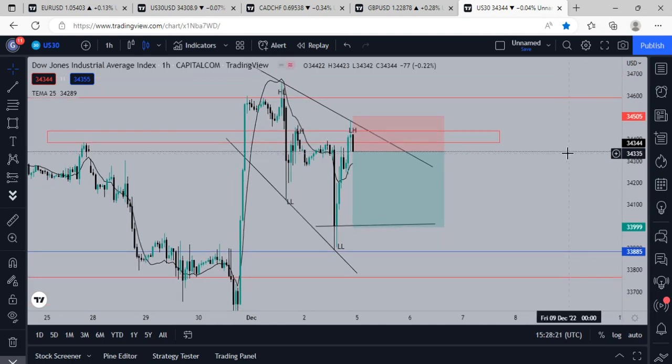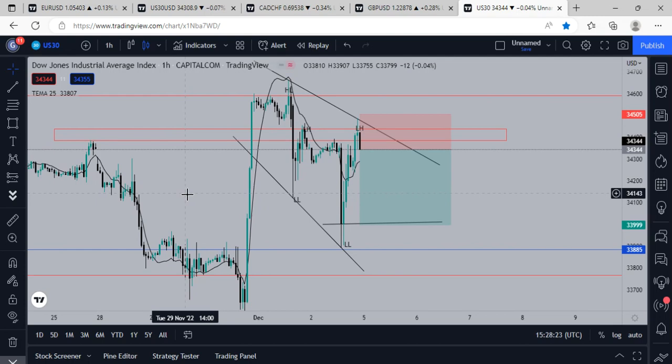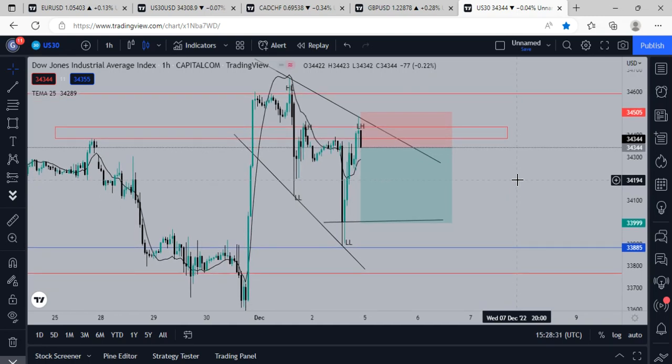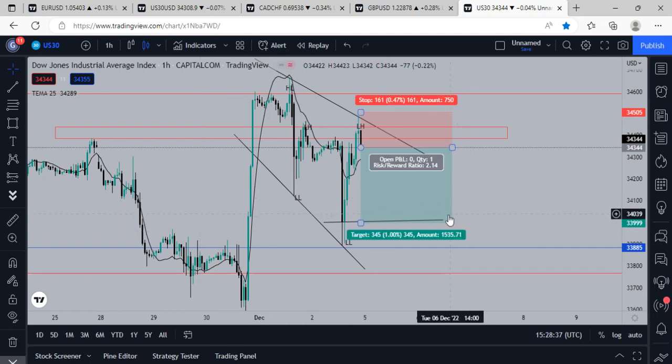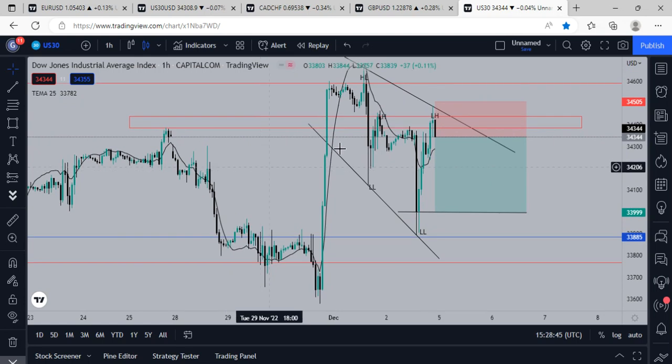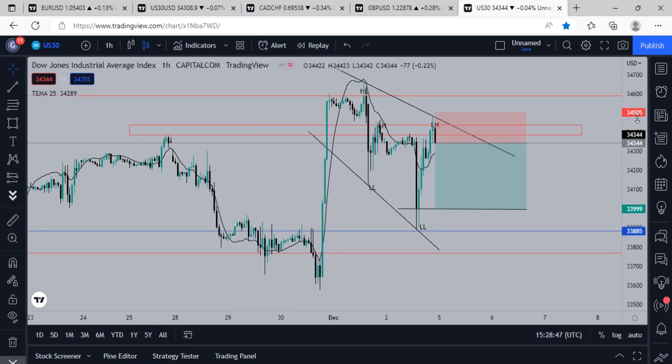All right, but because I want a less risky trade, what I can do is, no, actually, no, this is actually the level. This will be the entry. Yeah, this will be the entry. The stop loss and the TP. So that's it for my analysis on US30.